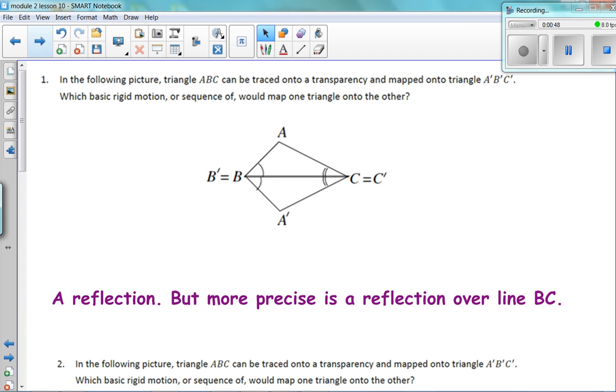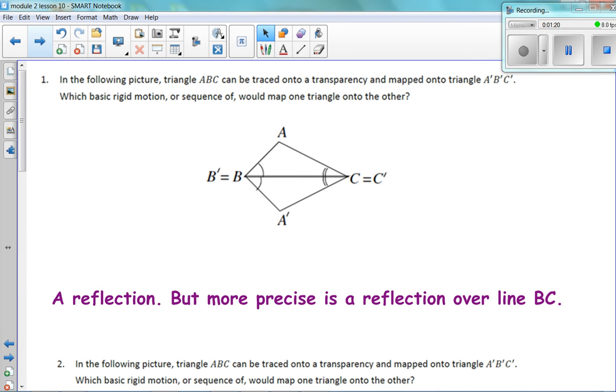Number 1, in the following picture, triangle ABC can be traced onto a transparency and mapped onto triangle A prime, B prime, C prime. So it's going to help if you have a page protector or a transparency, or even if you have wax paper, because you can see through wax paper. You might be able to try that if your parents have that at home in the kitchen. So which basic rigid motion or sequence of would map one triangle onto another? So we've got triangle ABC and triangle A prime, B prime, C prime.